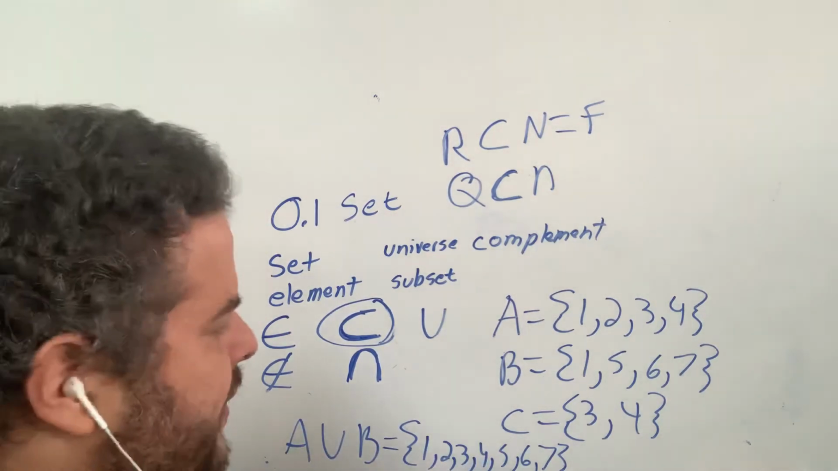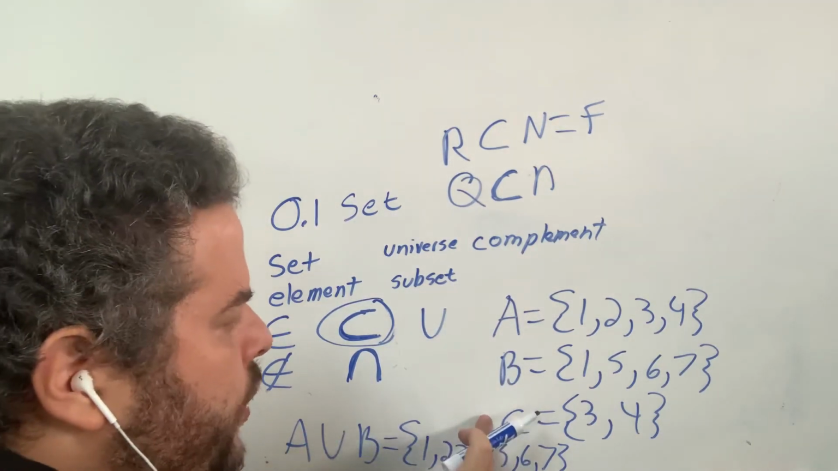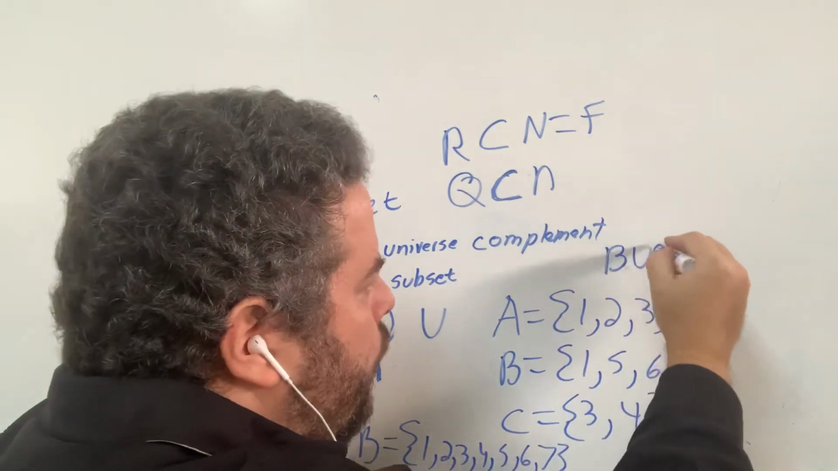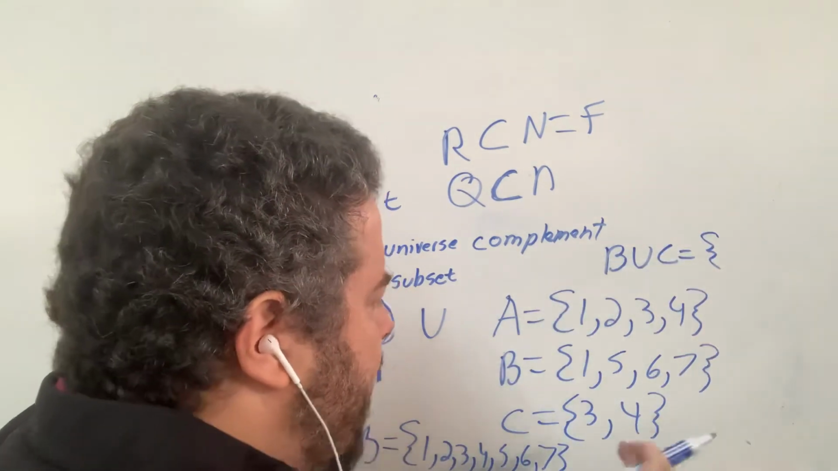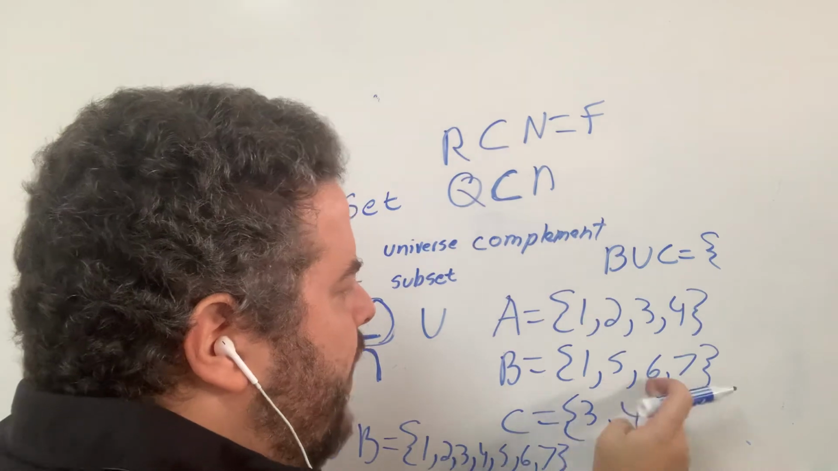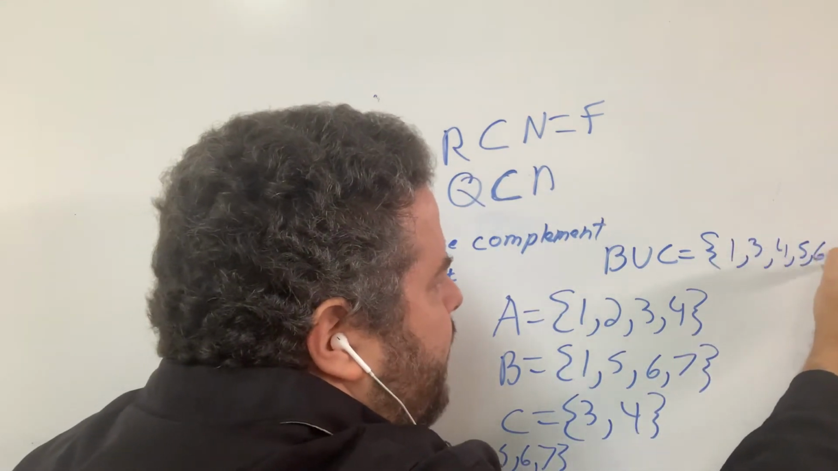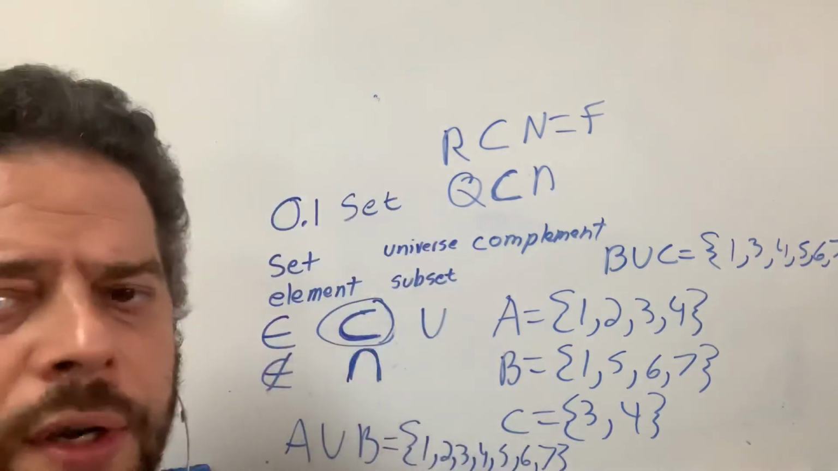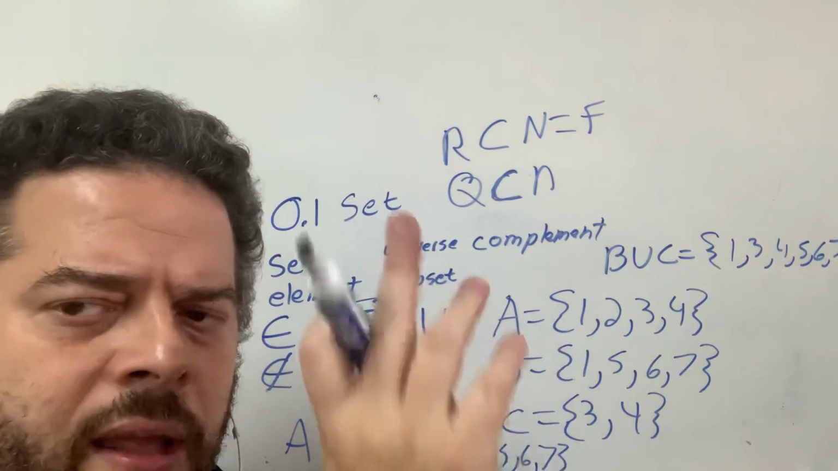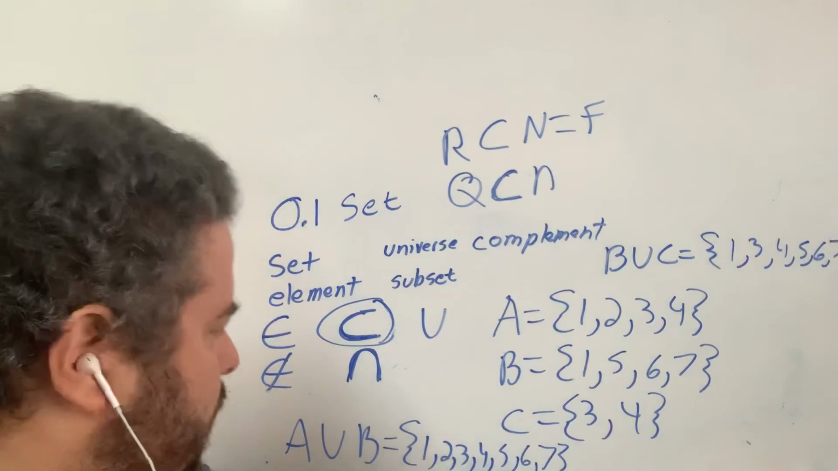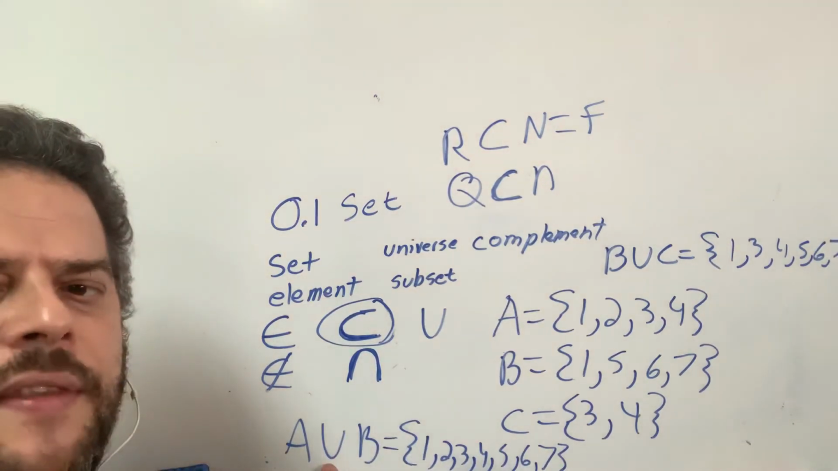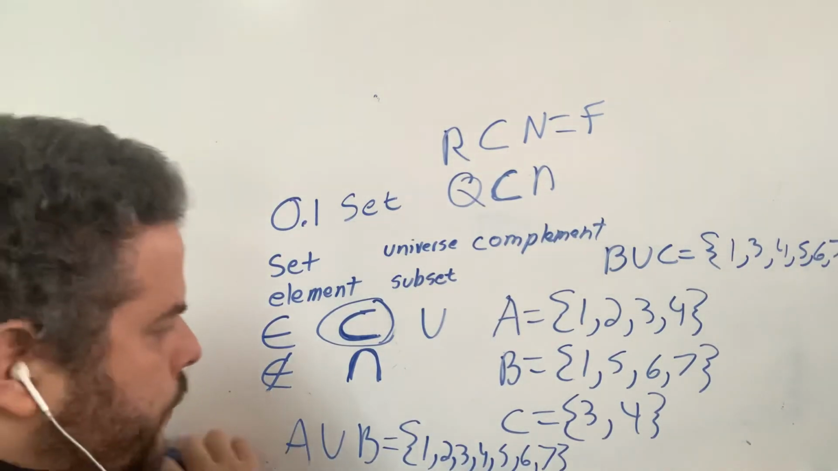Now, let's say, for example, B union C. I have 1, 3, 4, 5, 6, and 7. So pretty much putting all the elements together and no repetitions. That is union, represented by the symbol that looks like a U.